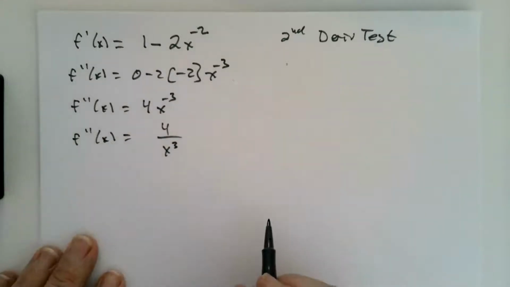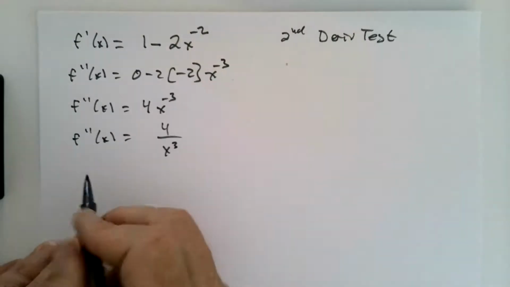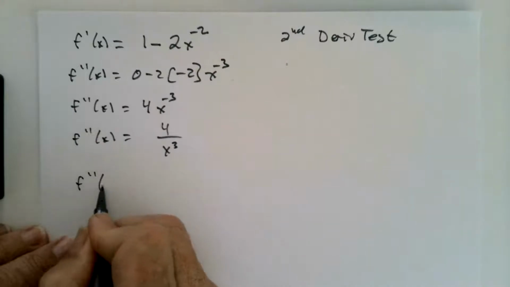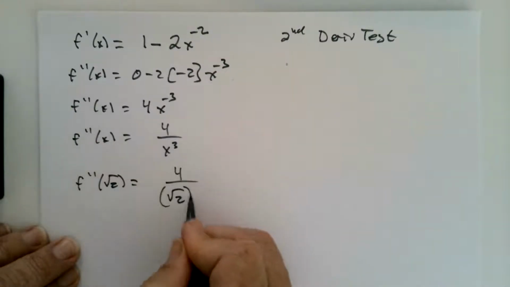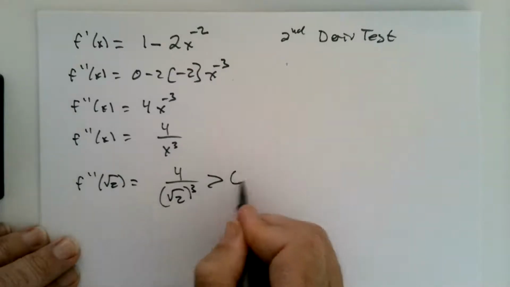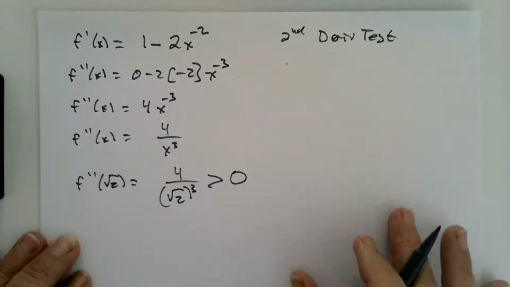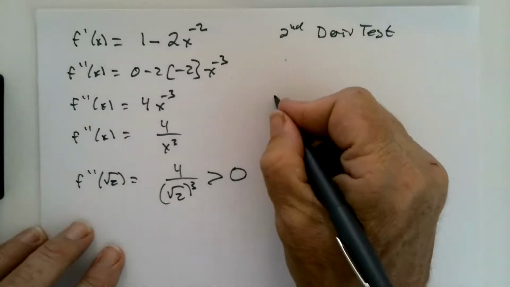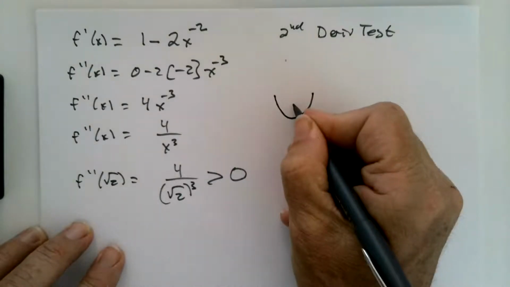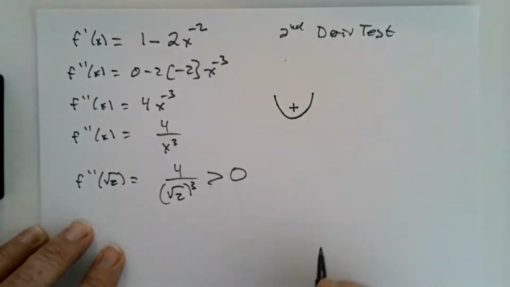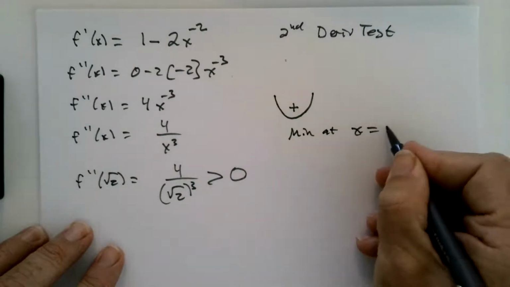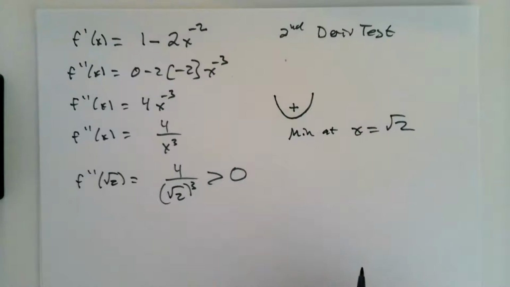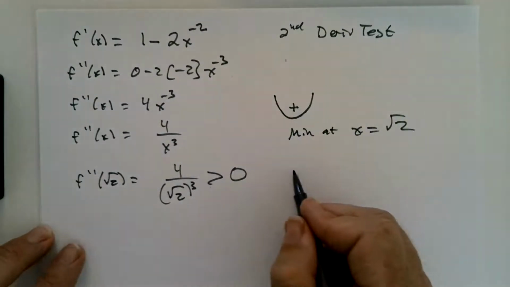Now, if I plug in my critical value, root 2, f double prime of root 2 is 4 over the square root of 2 cubed, which is positive, right? So if my concavity is positive, it's bending upward, and we'll have a minimum. So min at x equals root 2. Do we really believe that? Let's take a look at some numbers.